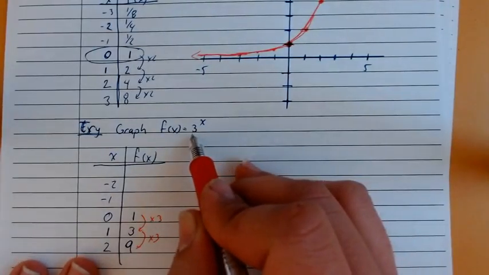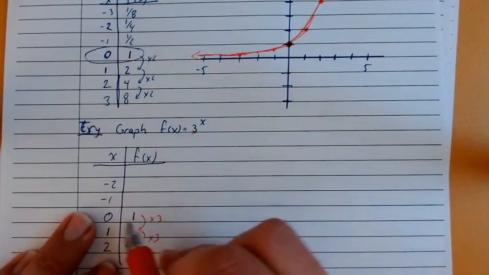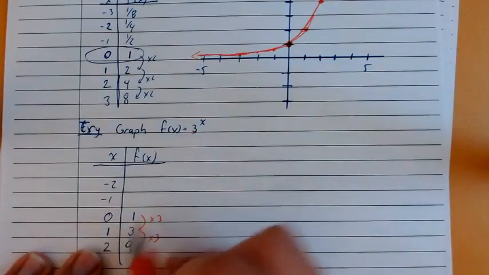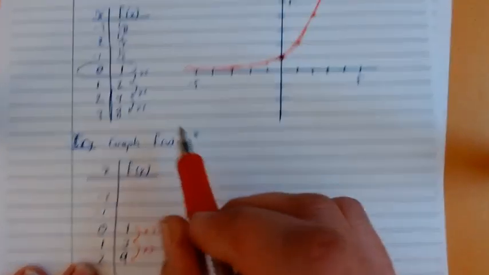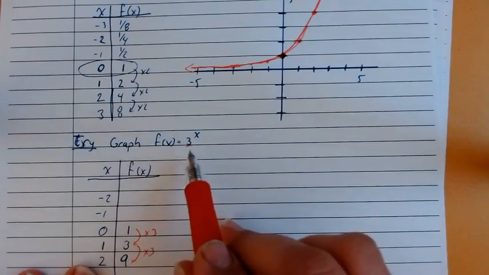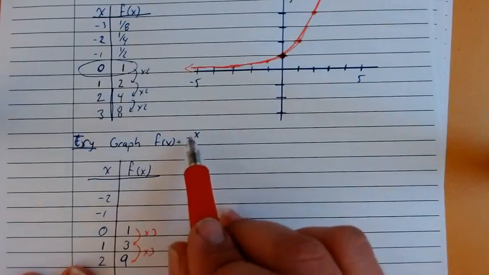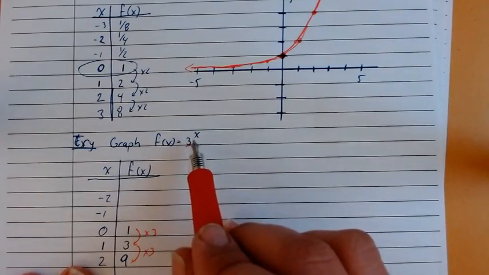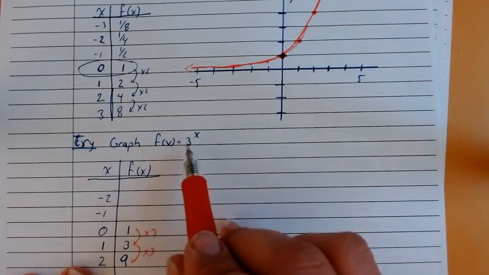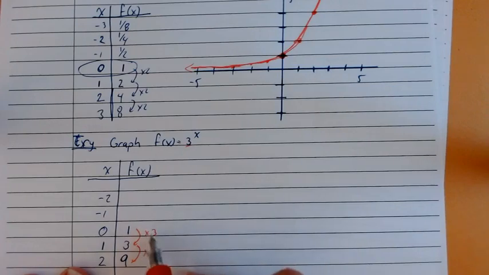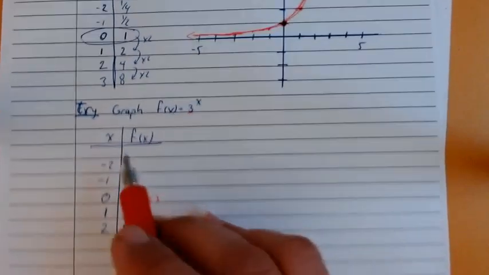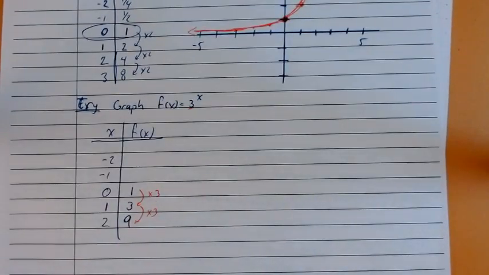That's what the base tells you. The base tells you every time your x value grows by 1, your y value will do that. It'll double, it'll triple. If this was 5 to the x, it would be multiplied times 5. If it was some decimal or some fraction, let's say it was 2.7, well then every time you added 1 to your x value, your y value would be multiplied by 2.7. Whatever the base is tells you what happens to your y values.